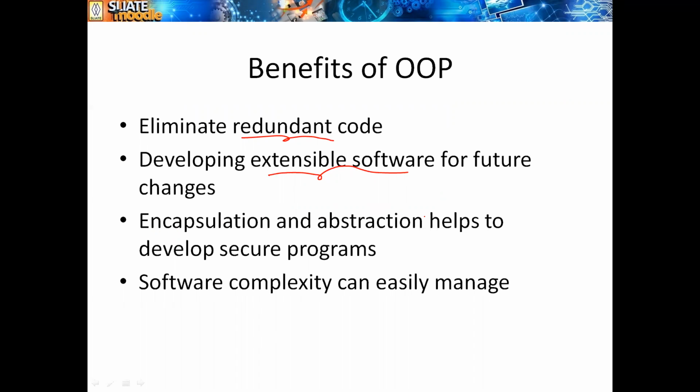Encapsulation and abstraction help to develop secure programs. For example, we can secure a password using the private access modifier, restricting access to it. Software complexity can also be managed easily.